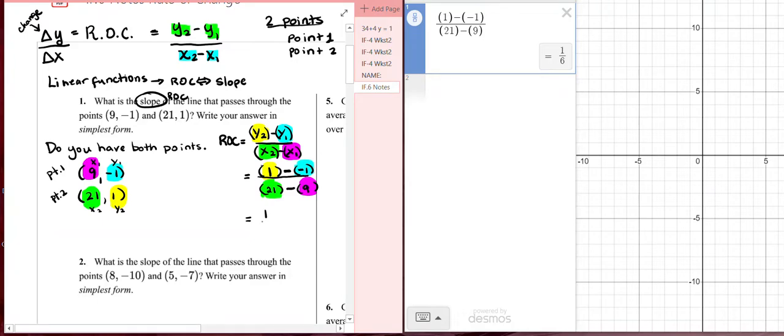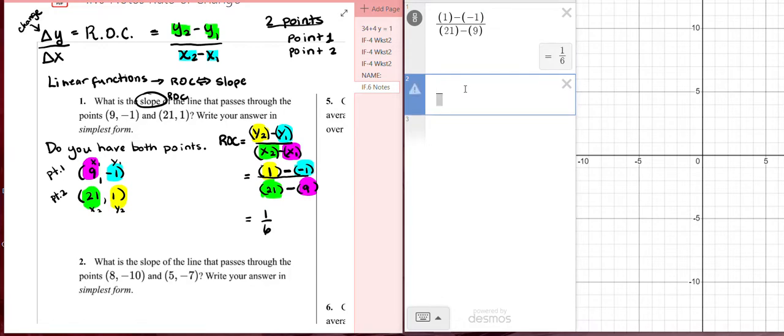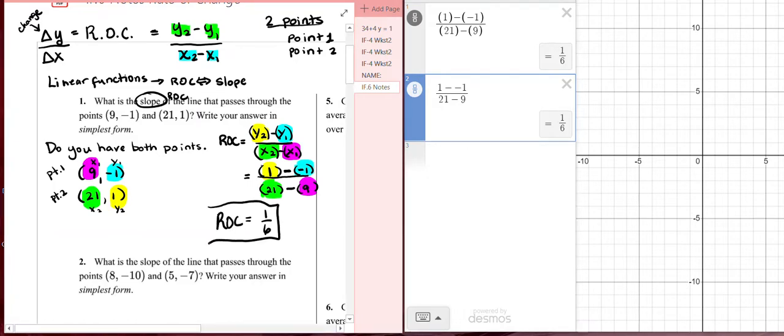All right. Once you get really good at this and you understand, you can probably type it in without all the parentheses. But remember, you still have to do that double negative. 1 minus a negative 1 over 21 minus 9. And see, you still get the same answer. You just have to make sure that you do it carefully, okay? So in this case, the rate of change is 1 over 6.